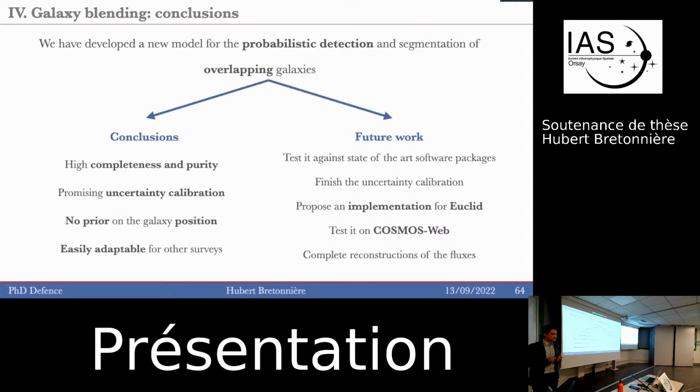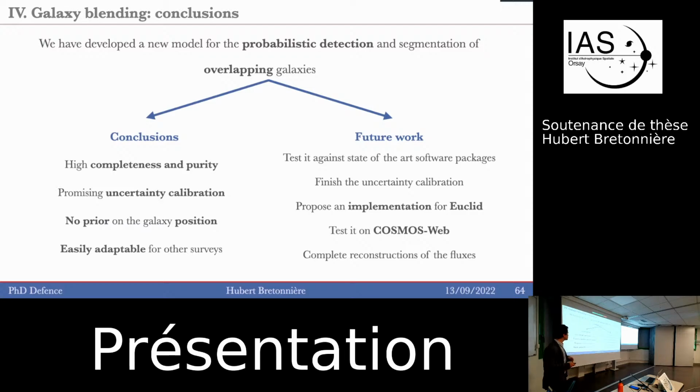So to conclude this final chapter, we were able to develop this probabilistic detection and segmentation algorithm with a very good, so high, completeness and purity, but also a very promising uncertainty calibration, without any prior on the galaxy position, which is something that is usually needed for deep learning deblending algorithms.